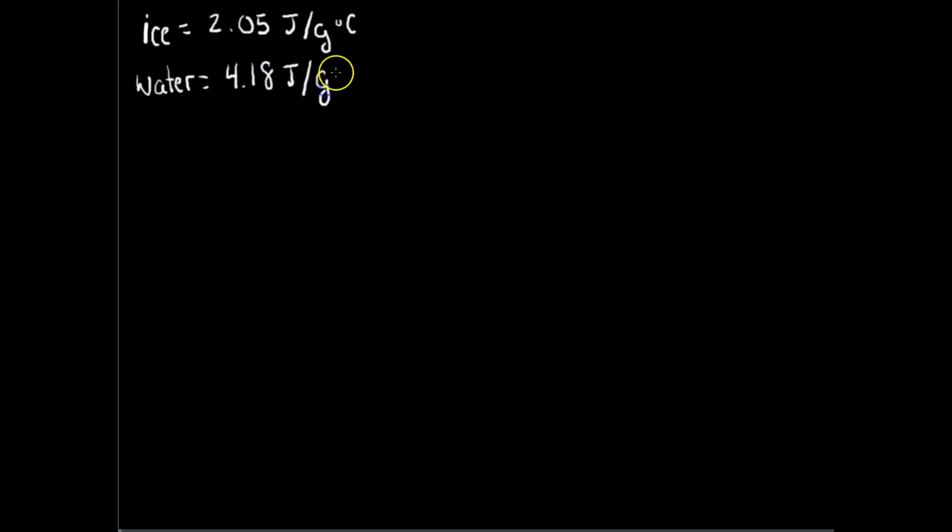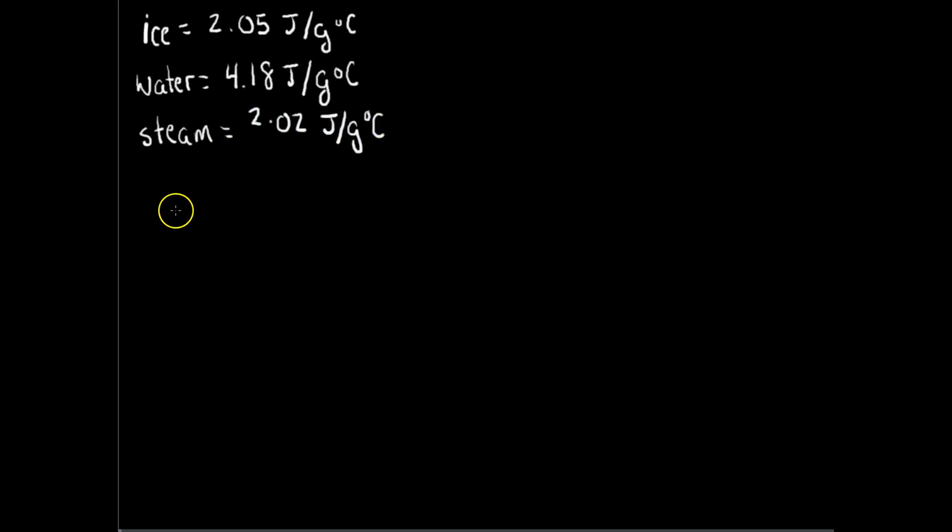Okay, let's get started with the calculation part of this problem. Before we get started with the calculations, we're going to need to go to our reference table and pull up 3 values. We're going to find 3 values for the specific heat of water. We need ice, which is 2.05 joules per gram degree Celsius. We need the specific heat for liquid water, which is 4.18 joules per gram degree Celsius. And we need the specific heat for steam, which is 2.02 joules per gram degree Celsius.